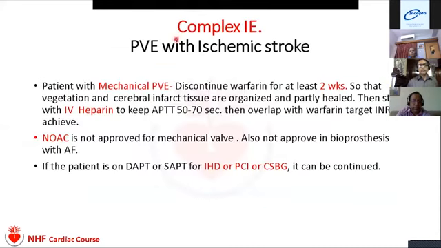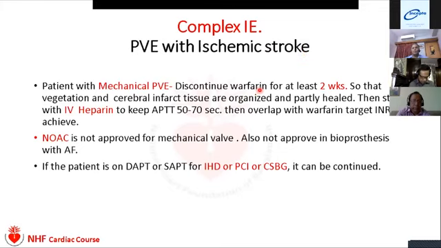Sometimes complexity may arise in the treatment or management of infective endocarditis. Suppose a patient with a mechanical prosthetic valve on warfarin develops an ischemic stroke. So what should be the next plan of therapy with the warfarin?